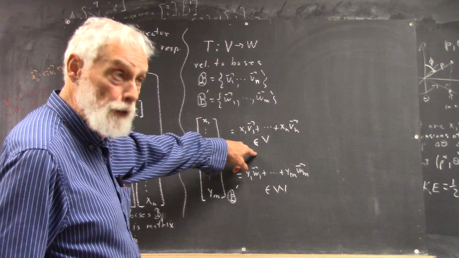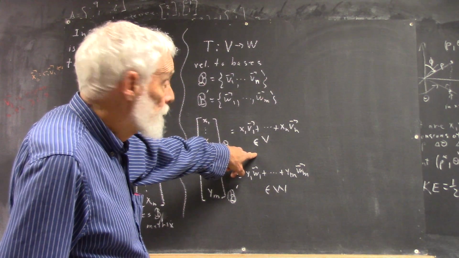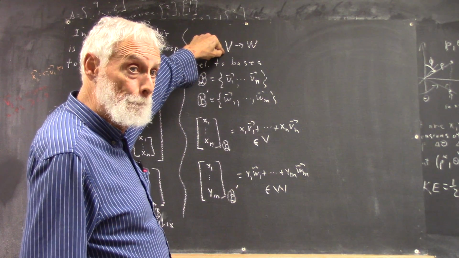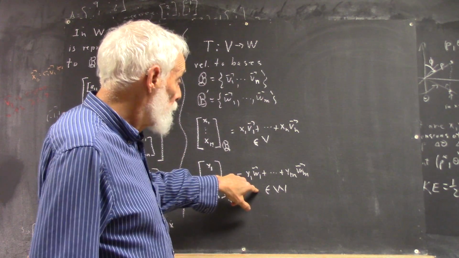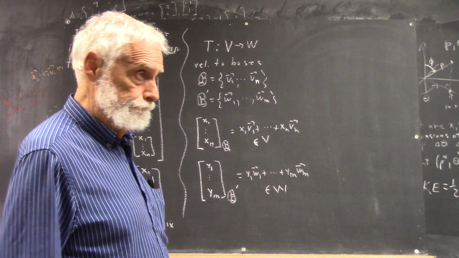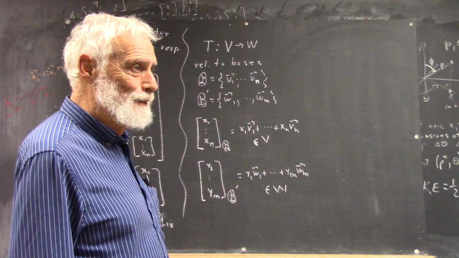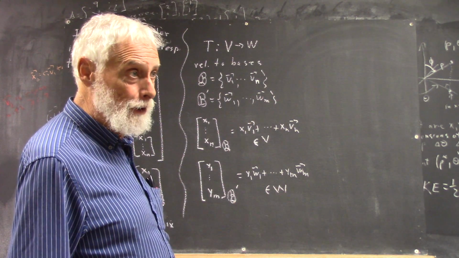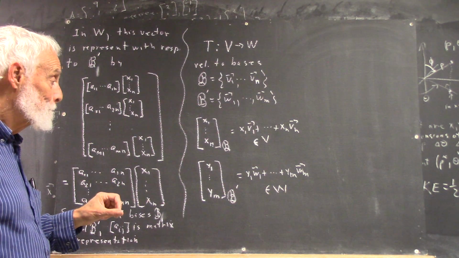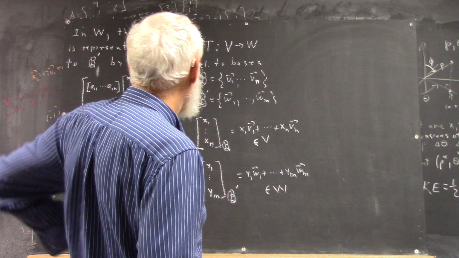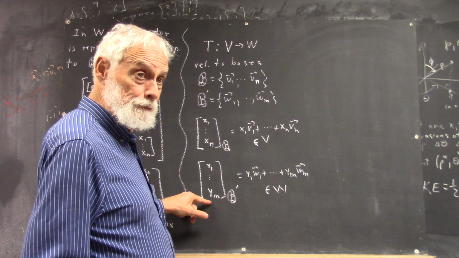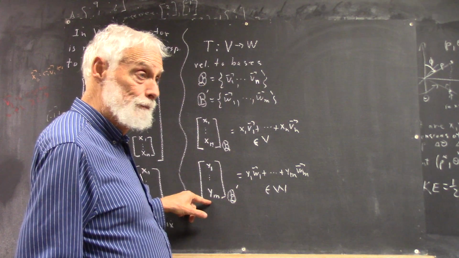Okay, this vector is in V, right? Because the V1 through Vn are basis vectors for V, right? And this vector is in W because the W1 through Wm are in W. Okay? That part isn't rocket science, but the rest of it kind of is. Okay? Makes sense? And again, depending what this basis is, these numbers will be different.